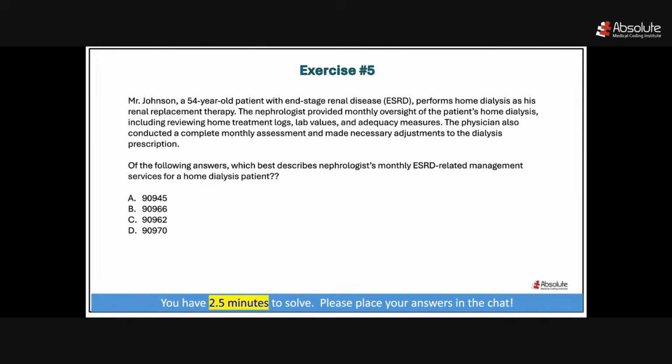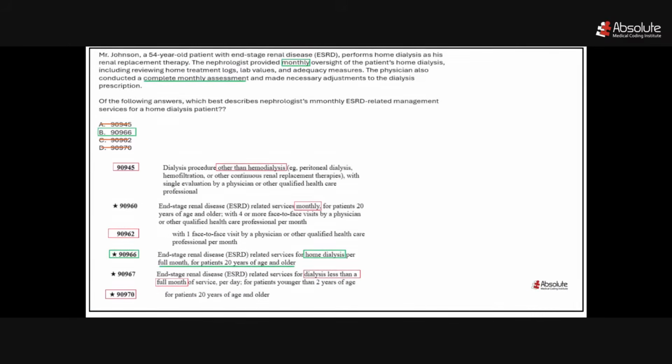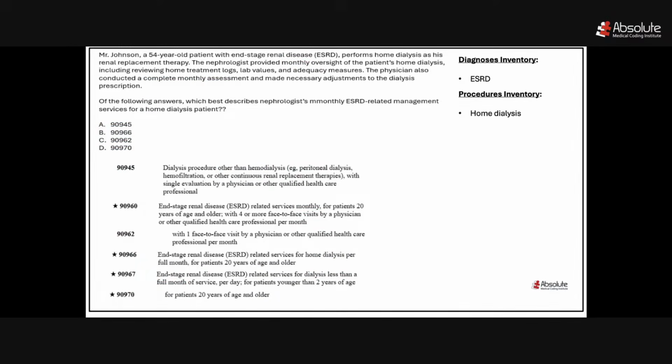Absolutely correct. I can see only one alphabet in the chat, and that is alphabet B. Excellent, coders. Yes, that is the correct answer. So we have a patient with an ESRD, and it's a home dialysis service that was performed here. It was a monthly home dialysis service, right?